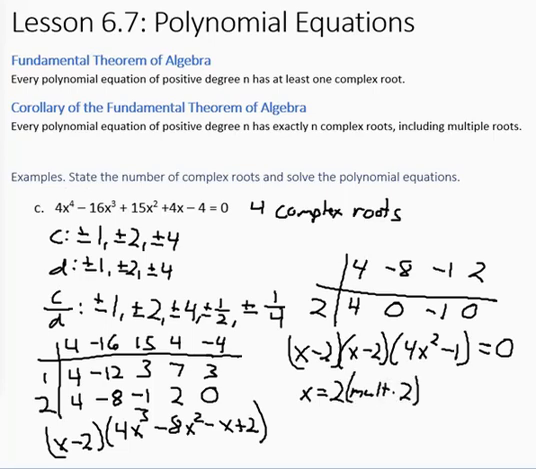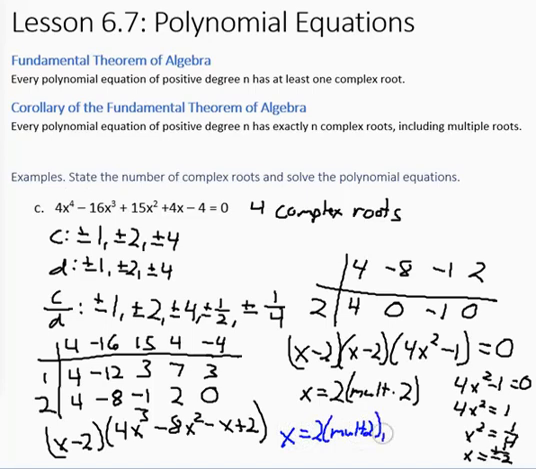And then we want to solve this one. Well, this is 4x squared minus 1 equals 0. We can add 1 to both sides. Divide by 4. Take the square root, make sure we put plus or minus, so plus or minus square root of 1/4 is the square root of 1 over square root of 4, which is 1/2. So our answer here is x equals 2, multiplicity 2, and then plus or minus 1/2.